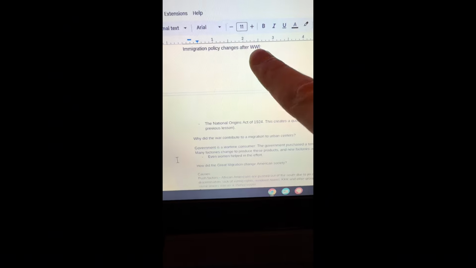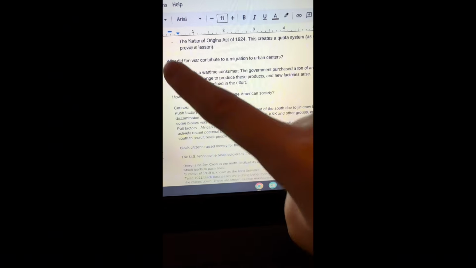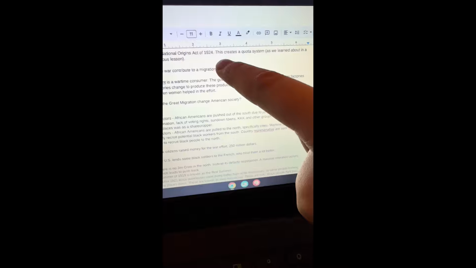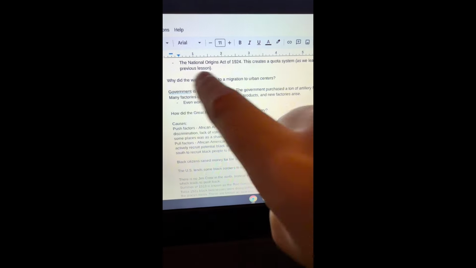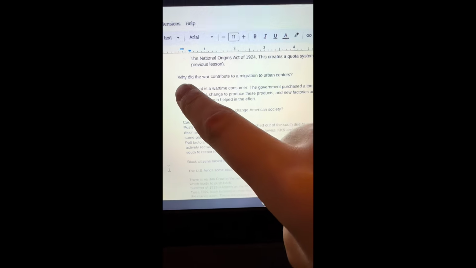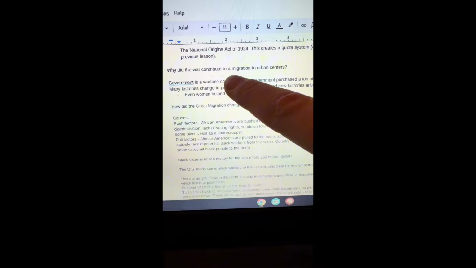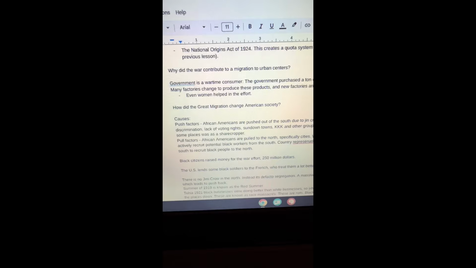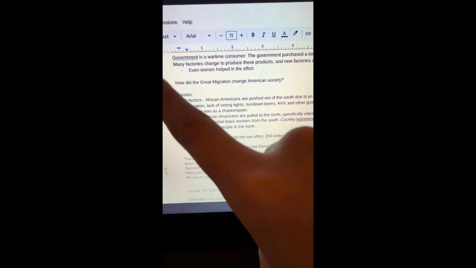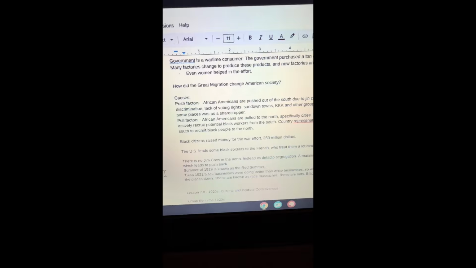Immigration policy changes after World War I. The National Origins Act of 1924. This creates a quota system, as I learned about in a previous lesson. Why did the war contribute to migration in urban centers? Okay, again, the notes are kind of bad.